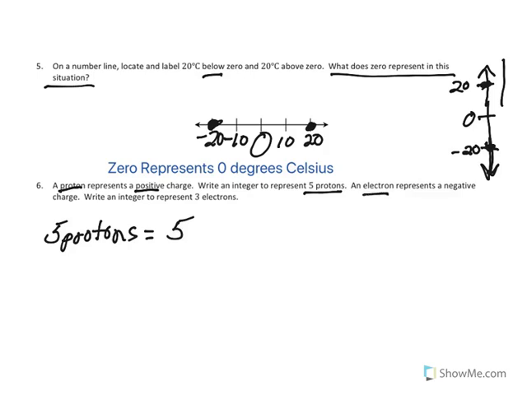So an electron is negative, and so if we write an integer to represent 3 electrons, it equals a negative 3 because it's a negative charge. So don't get caught up sometimes if you think, I've never heard of this before. They give you the information so that you will still know how to do it.